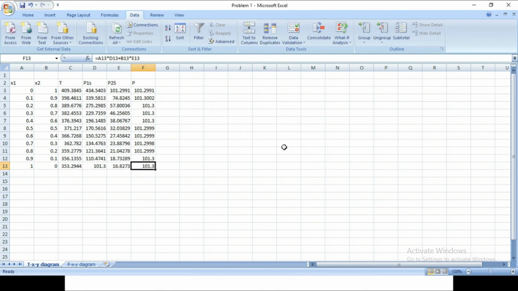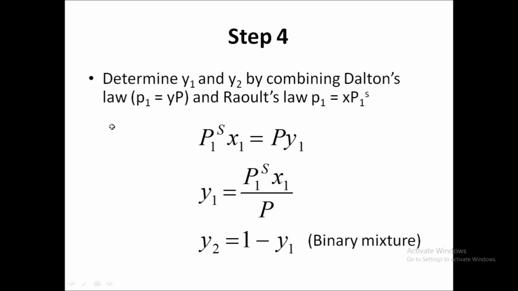Now we have successfully generated the XTP data. The pressure is given as 101.3, and approximately in all the P column we are getting 101.3 kilopascal. Step number 4, determine Y1 and Y2 by comparing Dalton's law and Raoult's law. Y1 equal to P1s x1 divided by P, Y2 equal to 1 minus Y1.